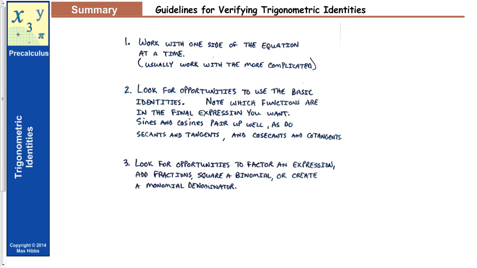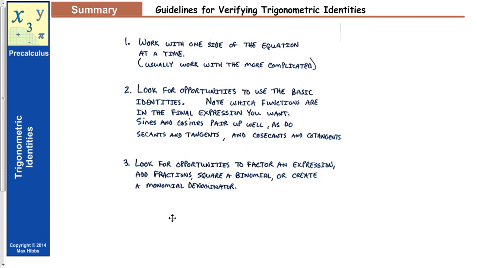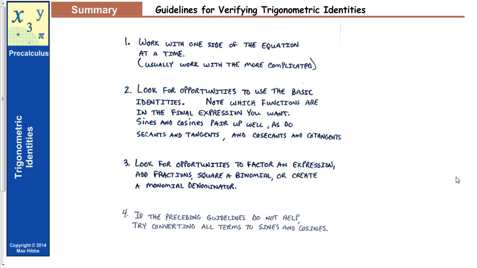The third thing to do is look for opportunities to factor an expression or add fractions or square a binomial, which we didn't do, or create a monomial denominator, which we didn't do that either. But as you experiment, as we see other things later on, maybe those will become more apparent. And if 1 through 3 do not help, try converting all terms to sines and cosines. And a lot of times I just go back to the basic building blocks, I call them.